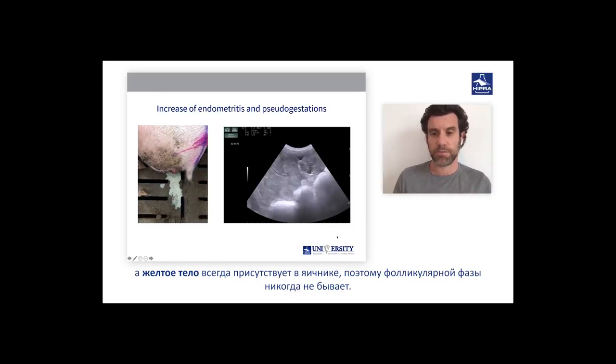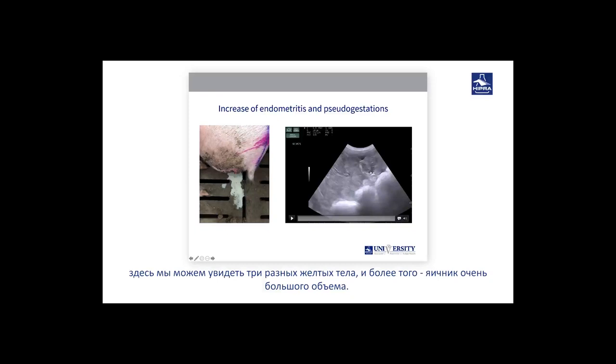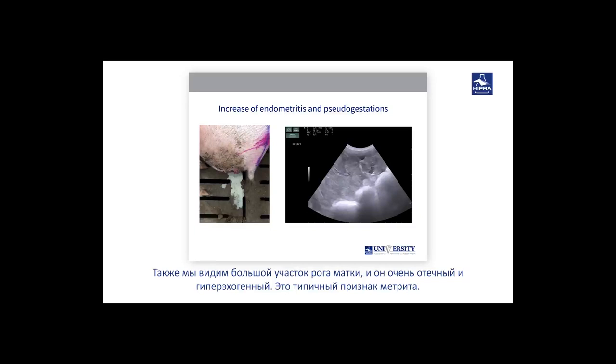I am going to show you a video. First, I want to explain. The ovary is going to appear here on the right of the image. Here we can see three different corpora lutea, but we are going to see more. And here is the ovary with a very big volume, with a very big section of the horn of the uterus, very edematous and hyperechogenic, as you can see there, for instance. This is the typical sign of metritis.